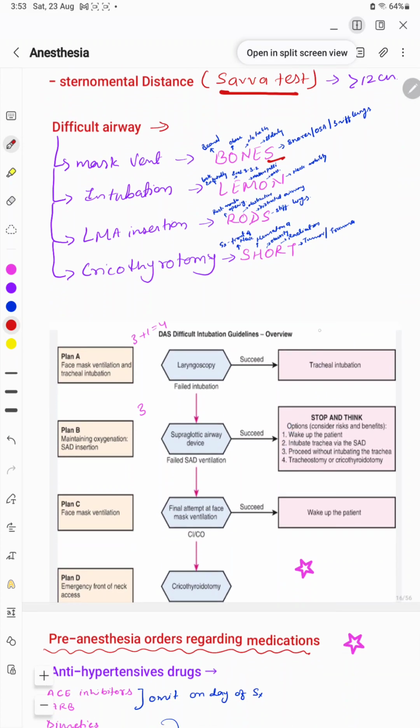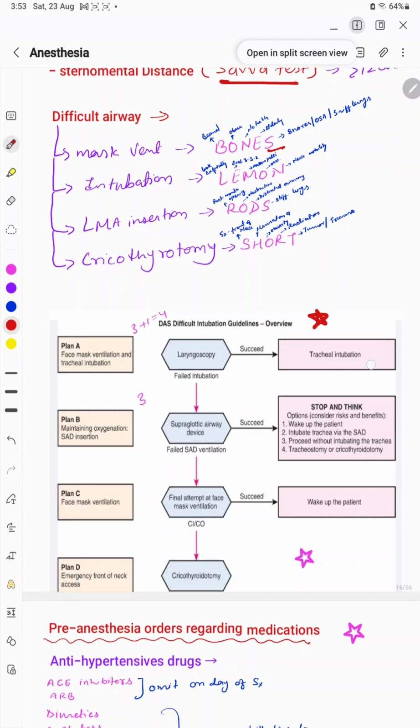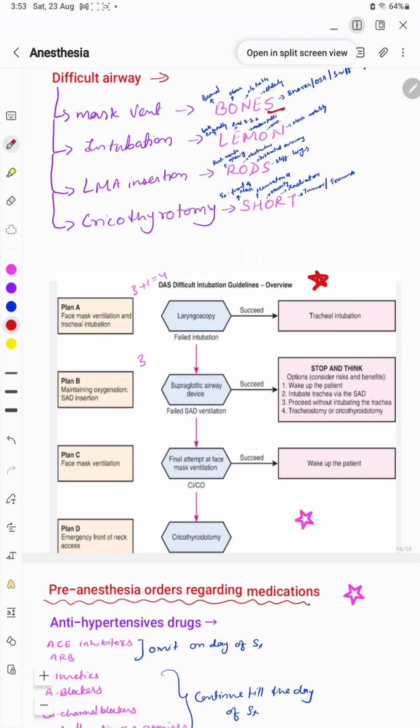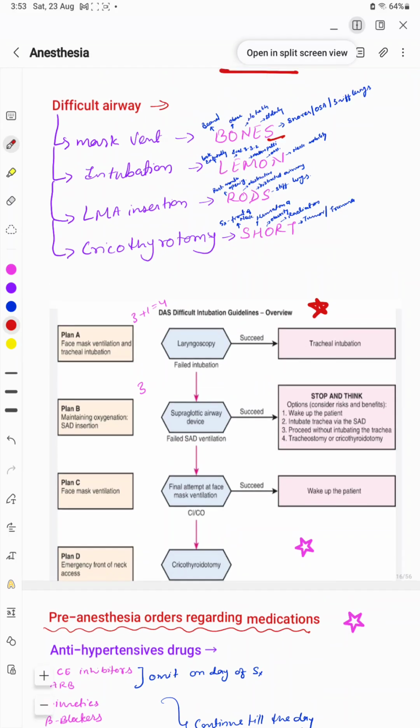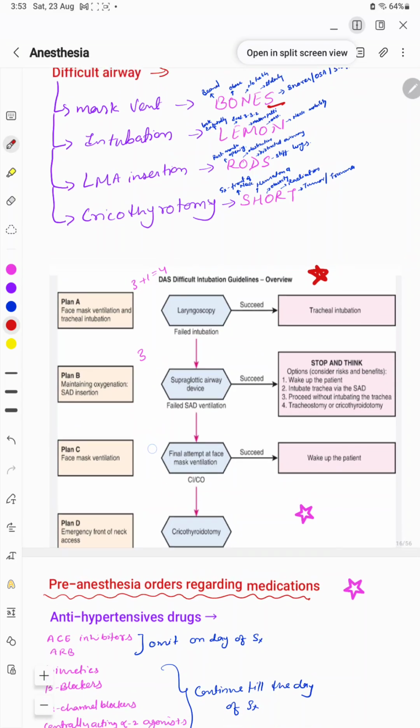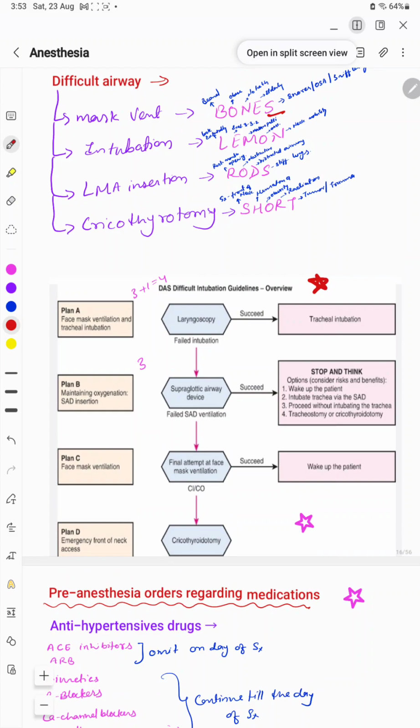Okay, now this is important. DAS difficult intubation guidelines. Okay, what is DAS intubation? Difficult intubation guideline. First you try to intubate by laryngoscope, and you try 3 plus 1, total 4 times, 3 times attempted by you and 1 time by your senior. If successful, then you do tracheal intubation. If you fail intubation, you go for the supraglottic airway device, SAD or LMA.